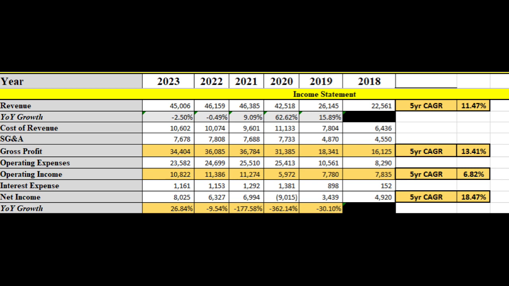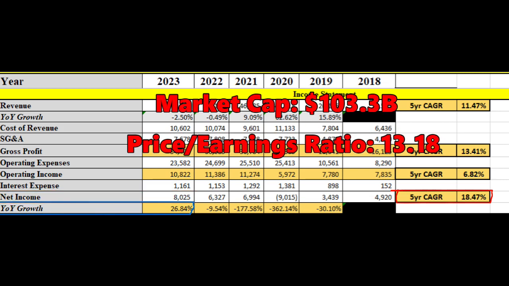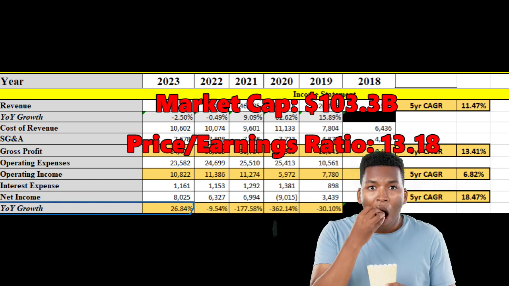Now remember, the stock price has dropped 41.77% over the last year. However, over the same year, revenue has only dropped 2.5%, and you still see growth with an 11.47% 5-year compounded annual growth rate. Net income put in a record high $8.025 billion, growing 26.84% year over year, and an 18.47% compounded annual growth rate over 5 years. And since the current market cap is $103.3 billion, the P/E ratio is just 13.18. That means the stock is really cheap right now.